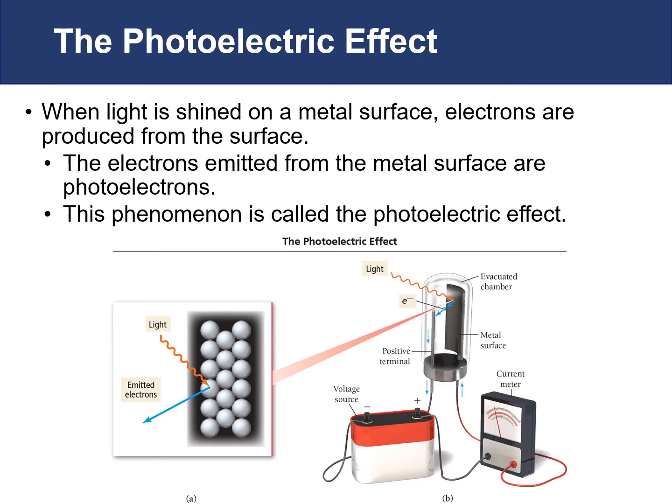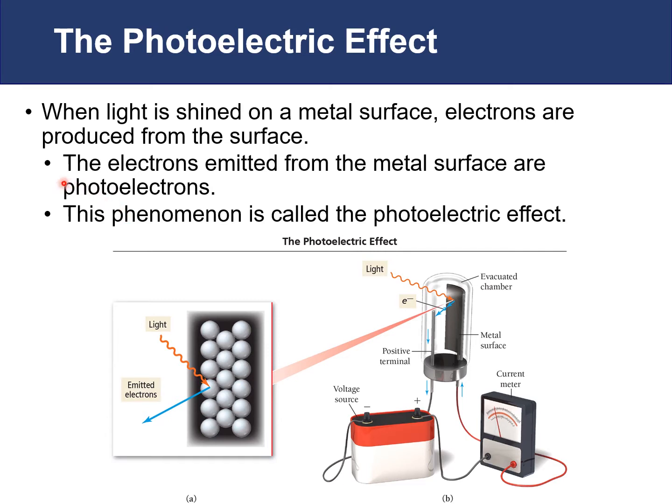When light is shown on a metal surface, electrons are produced from the surface. This is regardless of the type of metal surface that is used. So what you have is some light strikes a surface and then electrons come off. In this particular setup, you have a cathode that has a positive charge which draws the electrons towards it, and you detect the number of electrons that are striking the cathode and with what force using a current meter.